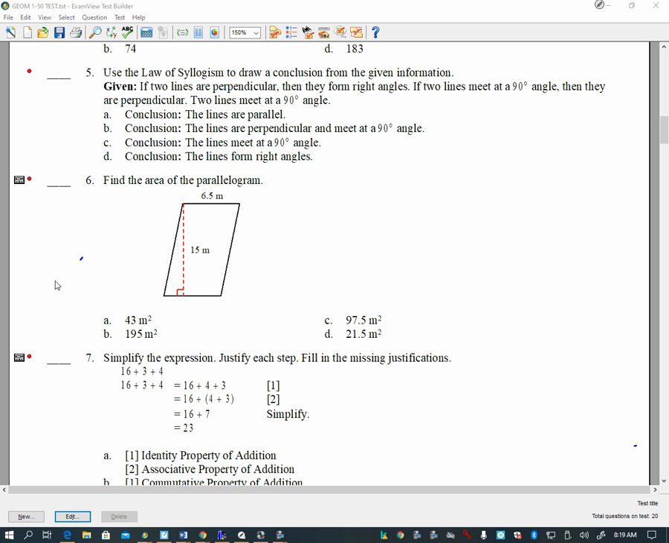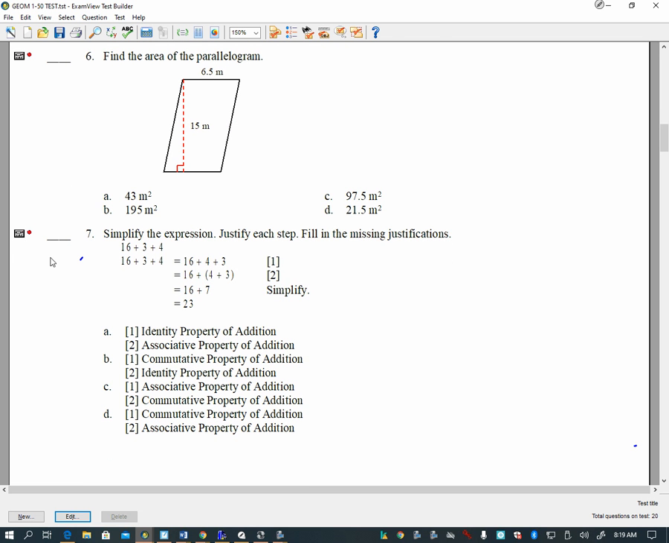Number 6. Find the area of the parallelogram. How do I find the area of a parallelogram? Base times height. Yep, it's just base times height. No divide by 2, nothing like that. What is the base here? 6.5. And what's the height? 15. You guys can do the math and figure that out, right? Okay. There should be no issues there. It's just a formula issue. Okay? All right.